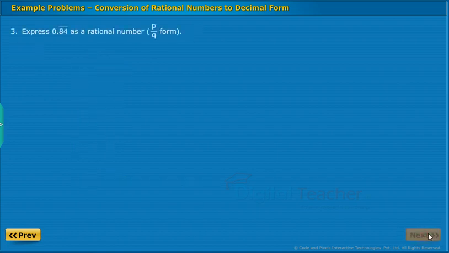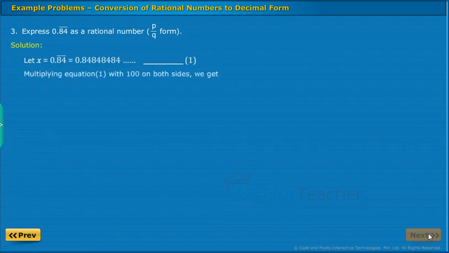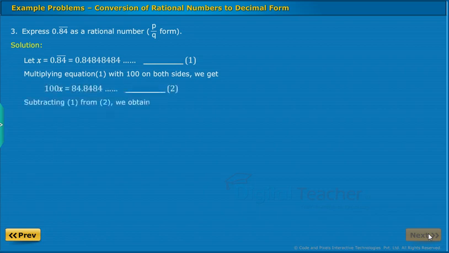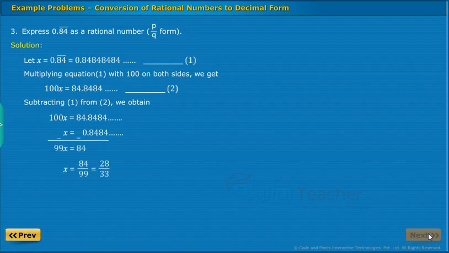Express 0.84 bar as a rational number, p by q form. Solution. Let x be equal to 0.84 bar, which is represented as equation 1. Multiplying equation 1 by 100 on both sides, we get equation 2. Subtracting 1 from 2, we obtain as follows. Therefore, p by q form of 0.84 bar is 28 by 33.